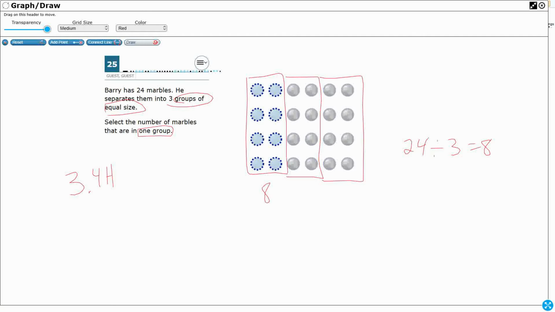Right? 8, 16, 24. So this was a 1-point problem. This is a hotspot. You either selected 8 or you didn't. And we got 48% of our students, they were able to get that. So not too horrible, but this was kind of right in the middle of the road difficulty for our students.